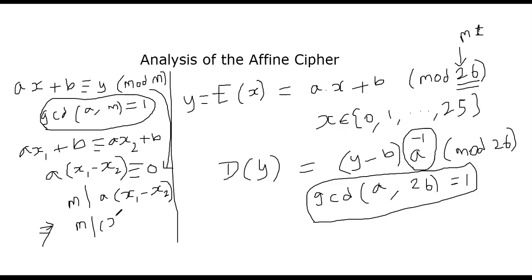And now we can complete the proof quickly. This means that x1 must be equal to x2, congruent in mod M. That's the definition of congruence. We talked about modular arithmetic congruence earlier.